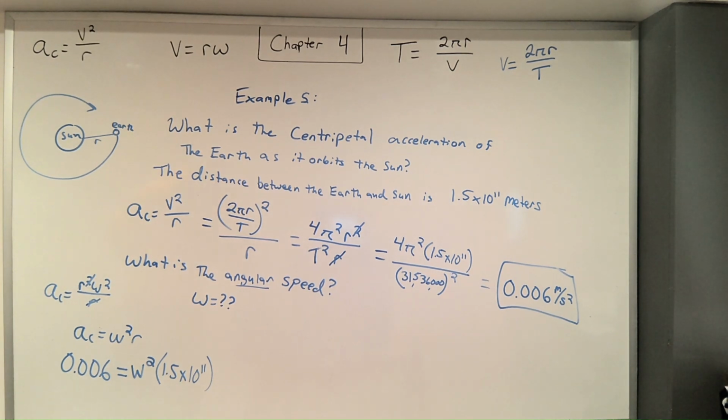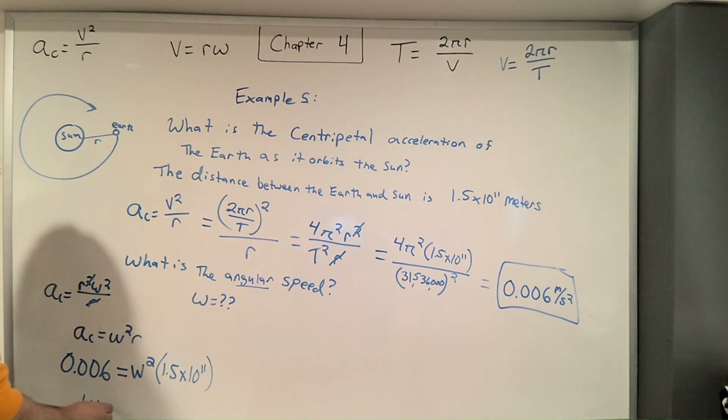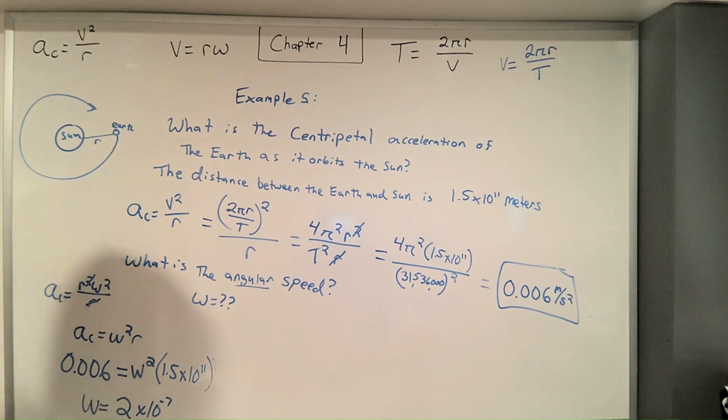All right, so how do we solve that? Well, we need to divide over, and we need to take a square root. So let's go 0.006 and divide by 1.5 times 10 to the 11th power. If you are using a calculator to do these, parentheses are your friend. Once you're all done with that, you should get around a 4 to the negative 14th, and then take a square root of that, and you should get an answer for omega of about 2 times 10 to the negative 7.